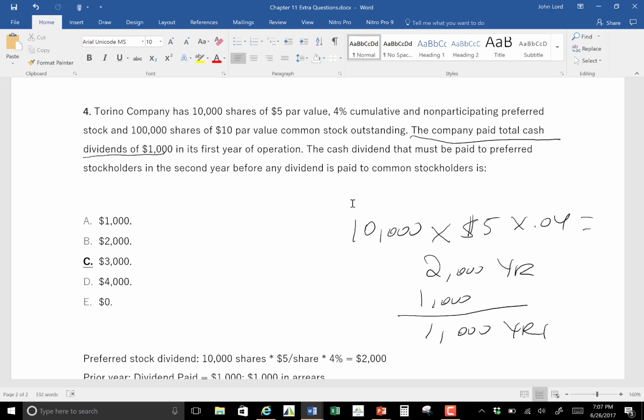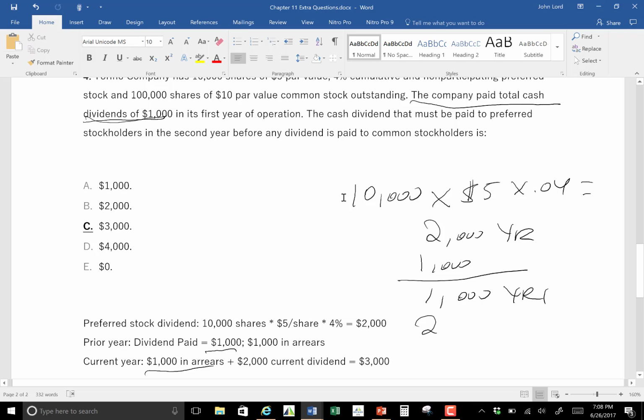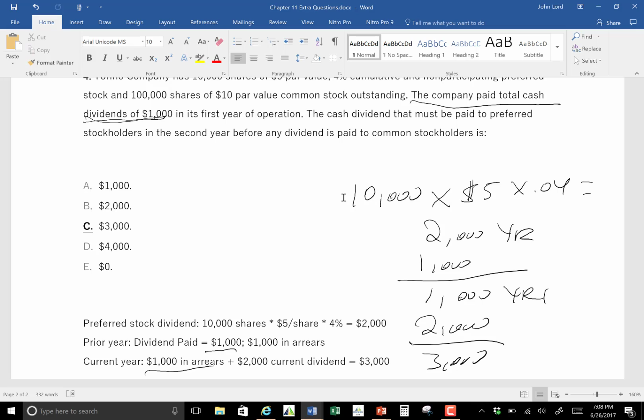Why didn't they get it? Because they only declared 1,000. Okay, but the cumulative means it accumulates whether they declare it or not, right? Yeah. So they only declared 1,000, so that means the remaining 1,000 did what? It accumulated, and that 1,000 is said to be in arrears. Then the next year they get another 2,000 coming, don't they? And so the amount that they're entitled to is the 1,000 in arrears plus the 2,000 current year, which is 3,000.